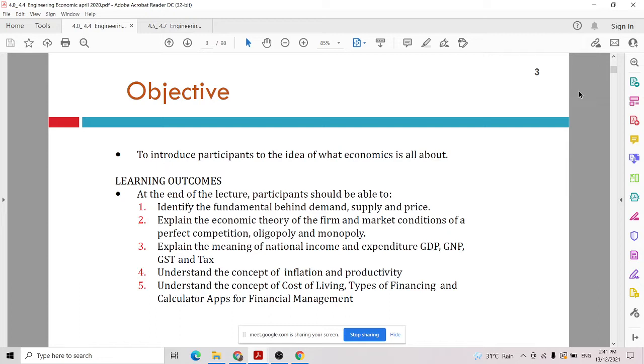This is a basic presentation on what productivity is. Productivity is quite broad, so we narrow down to only the basic fundamentals. Number 5 is to understand the concept of cost of living, types of financing, and calculator apps for financial management. So that is the objective for this economics session.